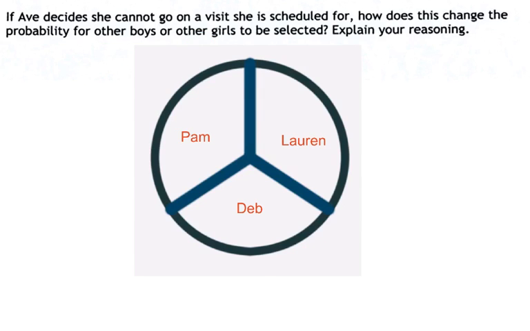And here's how the spinner would look if Ave decides that she cannot go. These 3 sections are extremely close to being the same size.